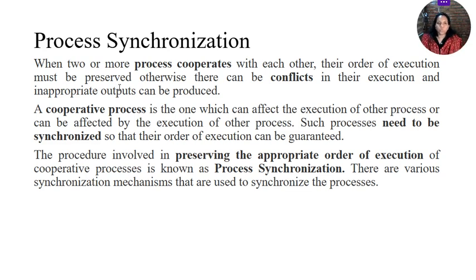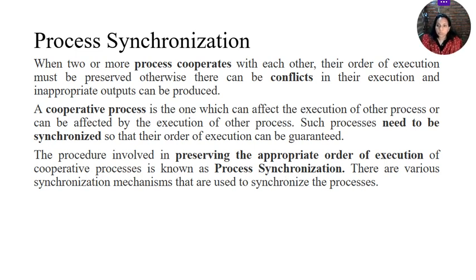Process synchronization. When two or more processes cooperate with each other, their order of execution must be preserved, otherwise there can be conflicts in their execution and inappropriate outputs can be produced. A cooperative process is one which can affect the execution of other processes or can be affected by the execution of other processes. Such processes need to be synchronized so that their order of execution can be guaranteed. The procedure involved in preserving the appropriate order of execution of cooperative processes is known as process synchronization. And there are various synchronization mechanisms that are used to synchronize the processes.